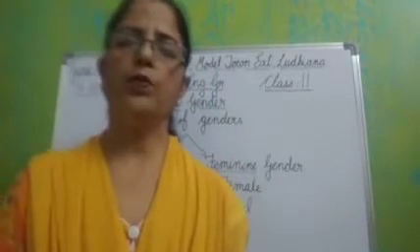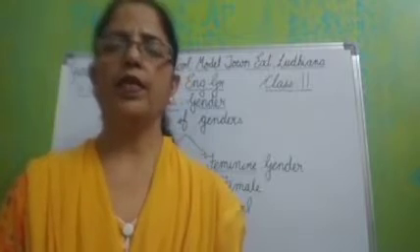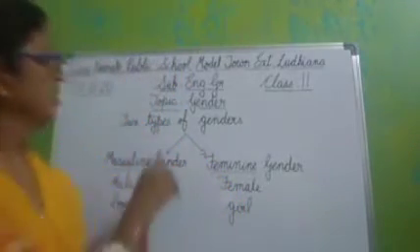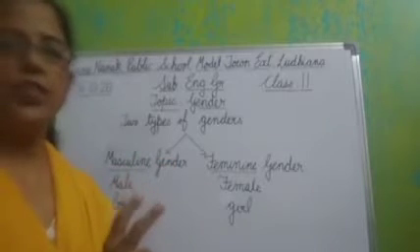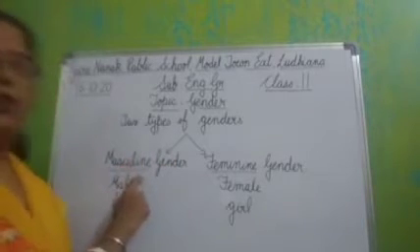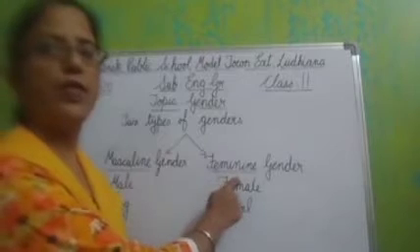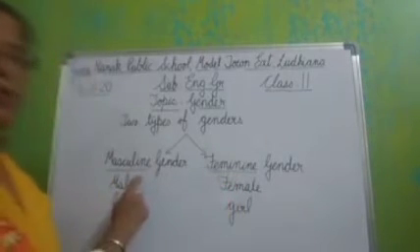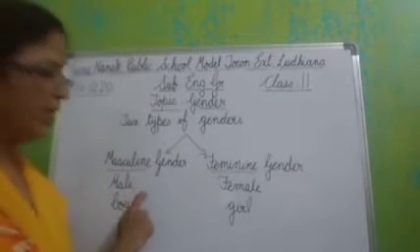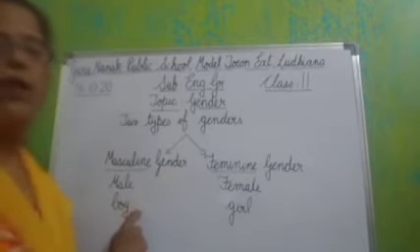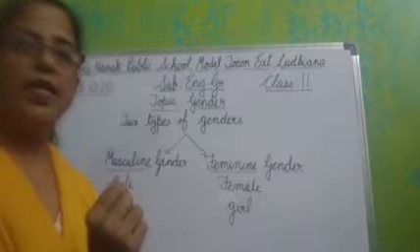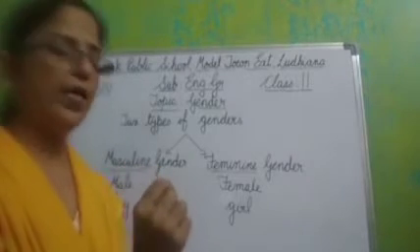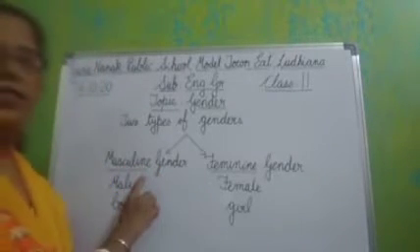Today we are going to do the new topic in English, that is genders. So today we are going to learn about two types of genders, that is masculine gender and feminine gender. Masculine means male, male means boy, like brother, man. So when we say these names, it denotes a male. So it is called masculine gender.